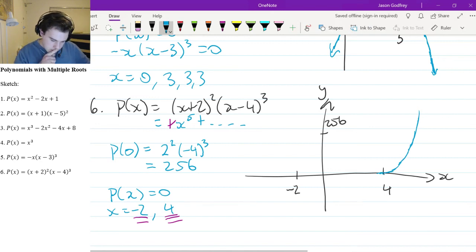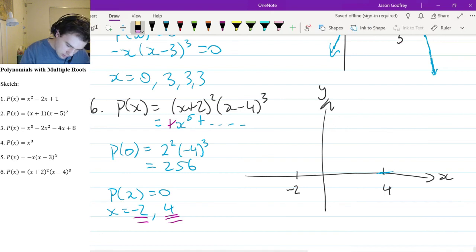Hold up, I seem to have done something wrong. Sorry. Negative 4 all cubed. That's right. Okay, that piece was right. 2 squared is 4. Negative 4 all cubed will be a negative. So this will be negative 256.